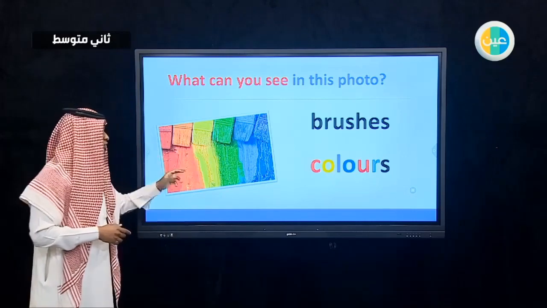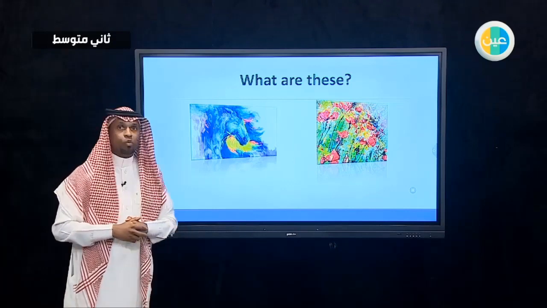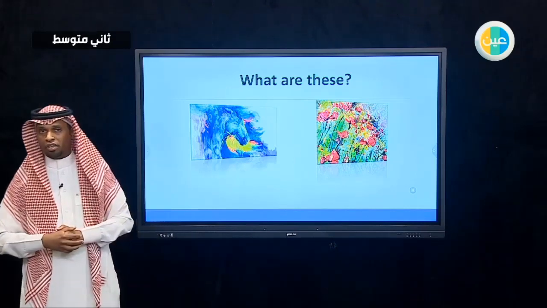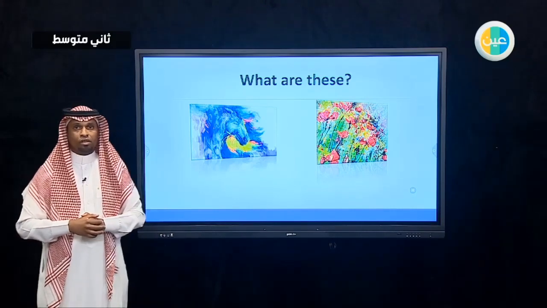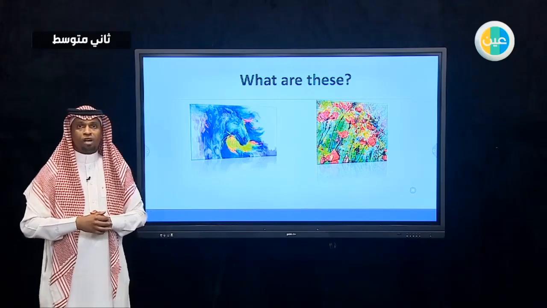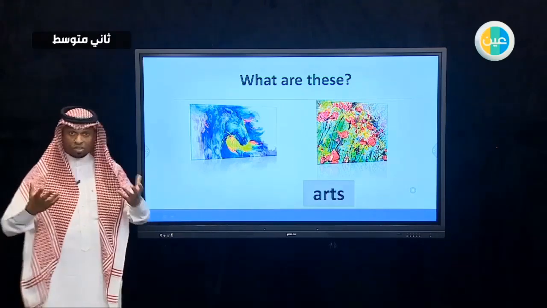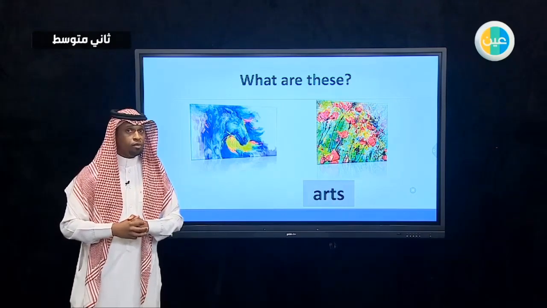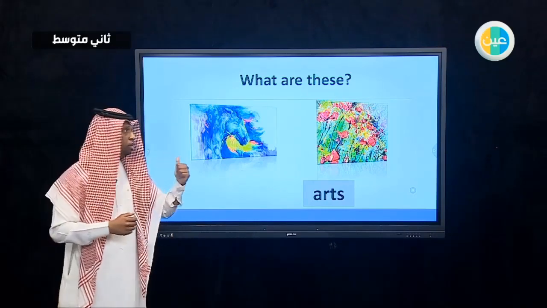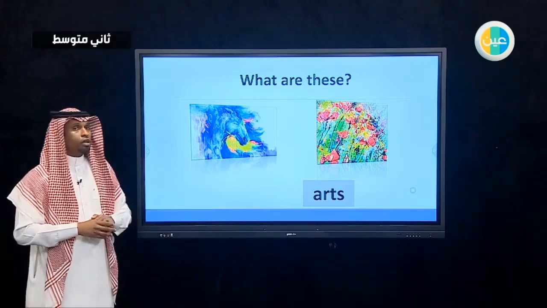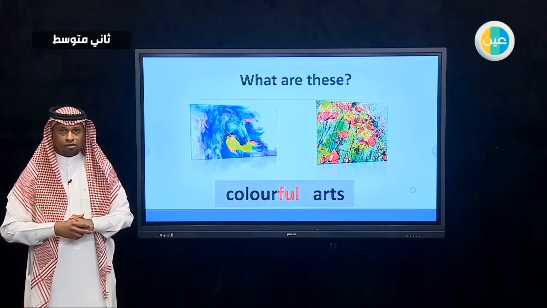Now let's move to the next slide to see the two photos here. What are these? What do you think? Good. These are arts. Can you describe these arts? You remember the word color? We said color. And what do you think about this? Colorful arts. Good.